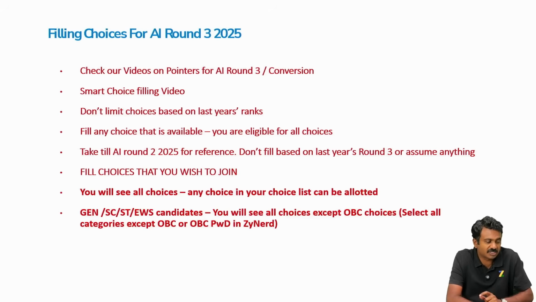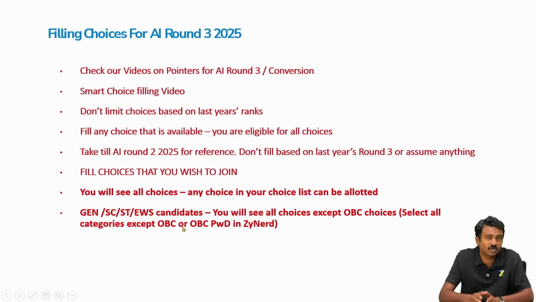Any choice in your choice list can be allotted. For example, let us say you are a Gen, SC, ST or EWS candidate. You will also see all the other choices except OBC or OBC PWD choices. Those alone don't get converted. So when you filter on ZyNerd, or when you look at your choice list in the seat matrix by MCC, always look at all the choices. If you are a Gen, SC, ST, EWS candidate, please look at all choices except OBC or OBC PWD choices.